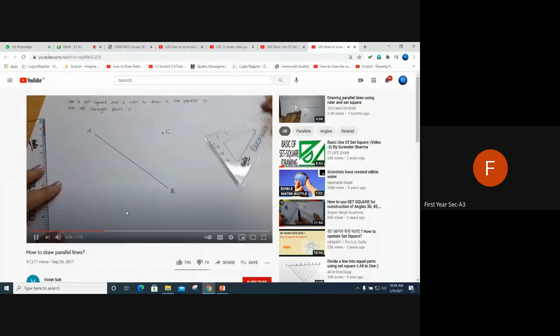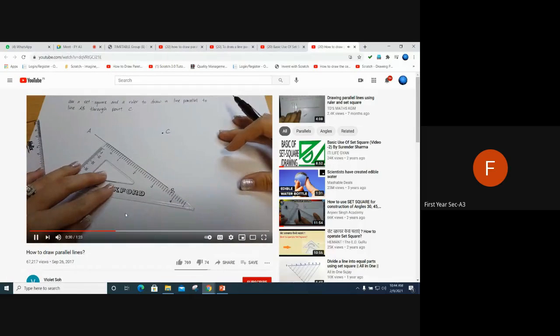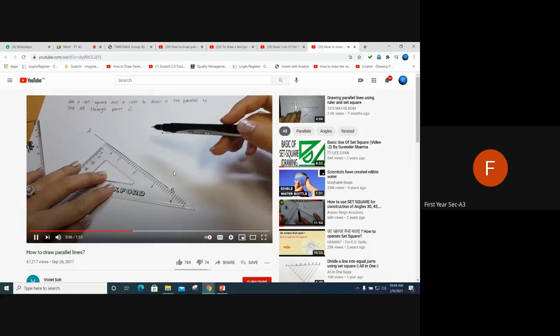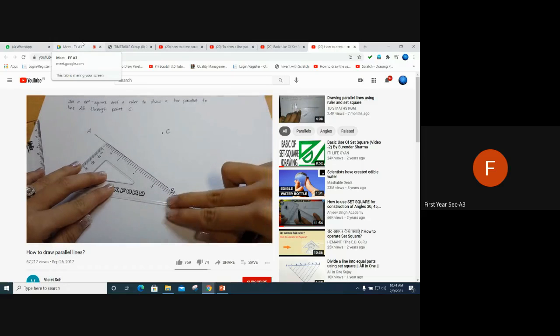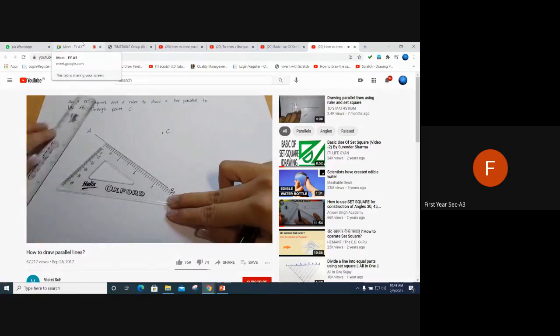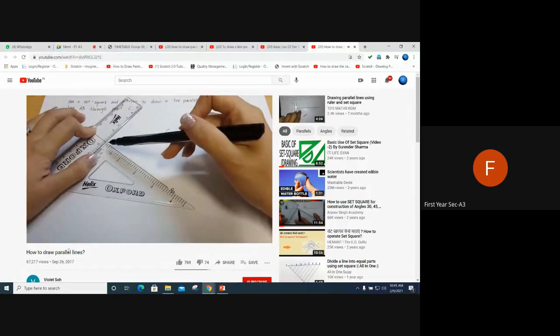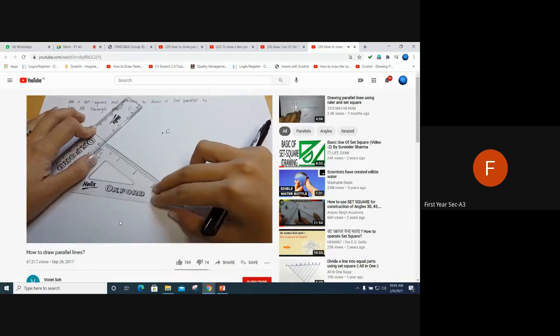We will now place the set square on the line. Now it is important to place the set square opposite the given point. This will help ease our drawing later on. Now, we will place the ruler next to the set square. We will form a right angle over here. Now, imagine that the set square is traveling on a travelator.